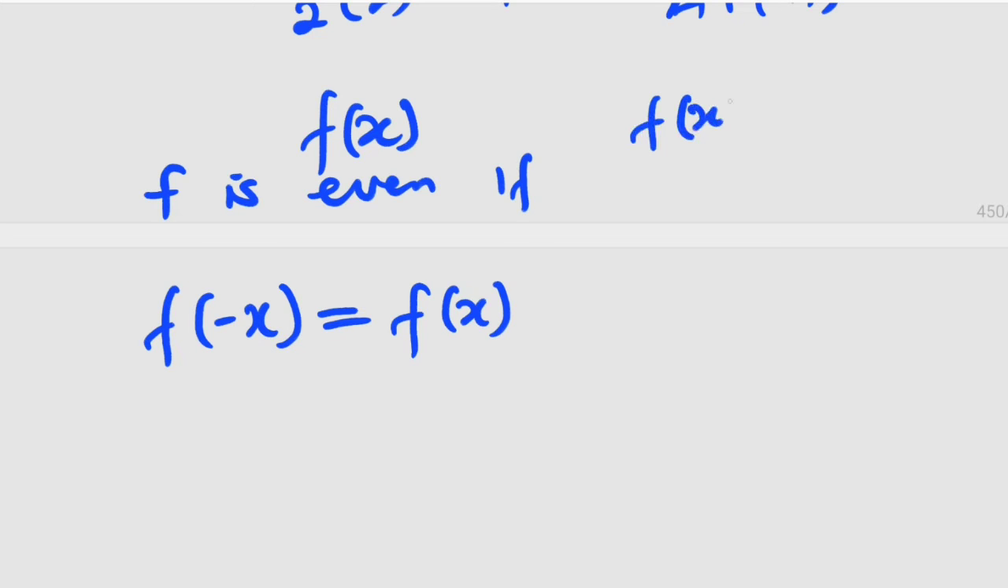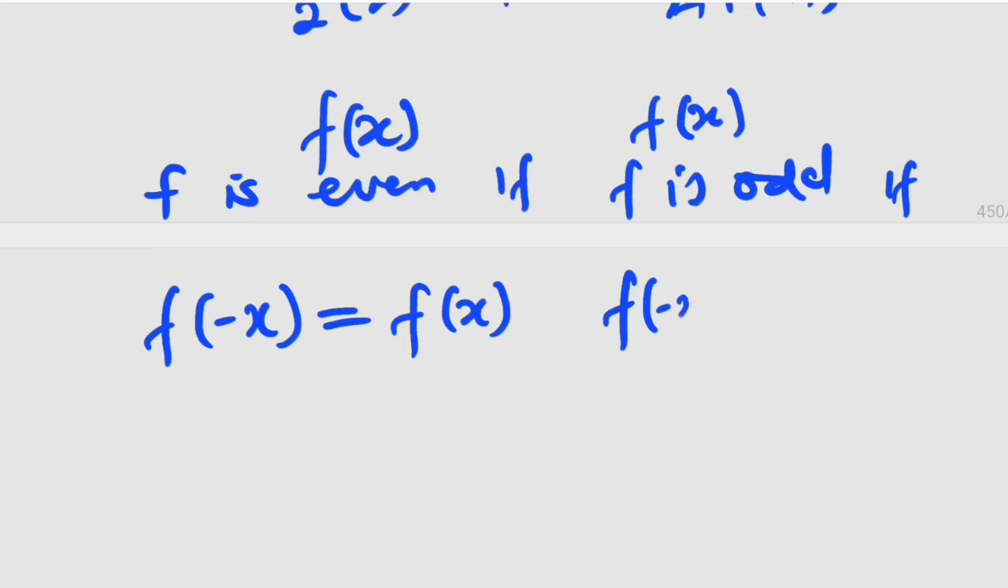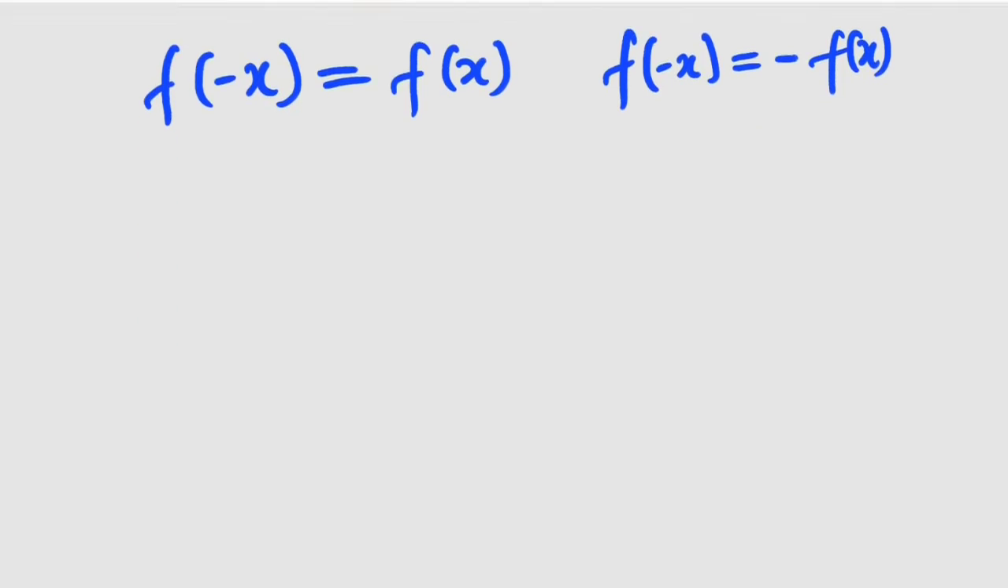But f is odd if you substitute f of negative x and it turns out to be negative f of x. Meaning if you replace x with negative x and simplify, it will be the negative of the original function. If this happens, then it is said to be what? An odd function. Now let us integrate two functions separately. Let me start with number 1.